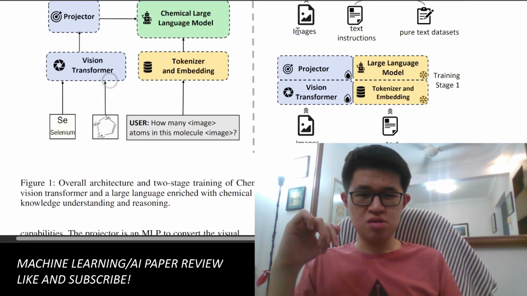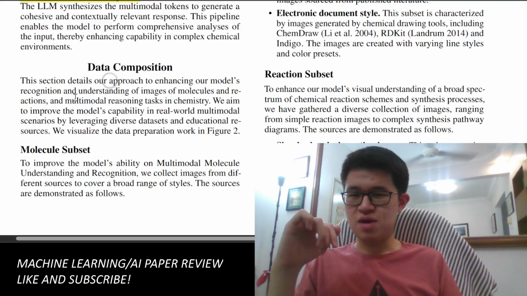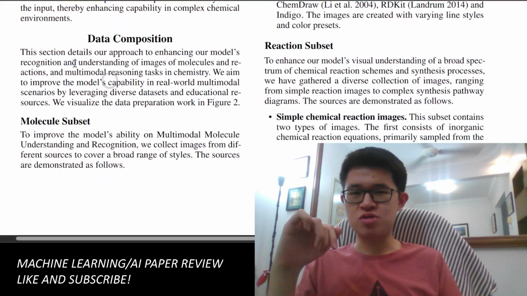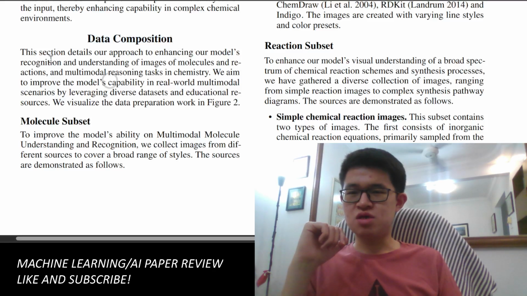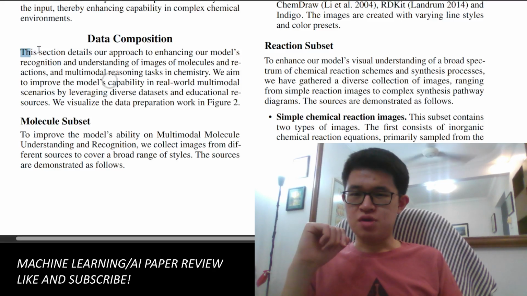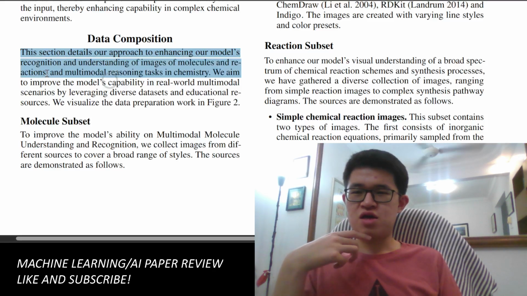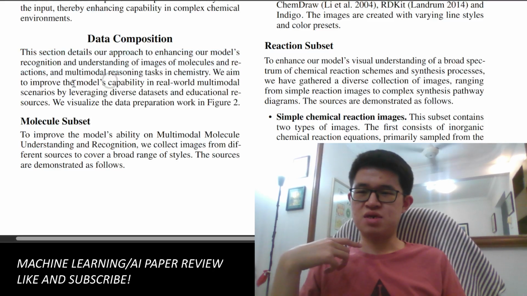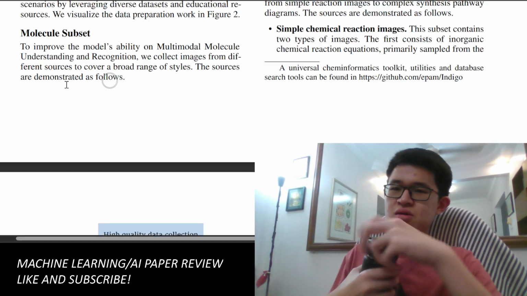Let's go back to this passage right here, because we haven't reached the training part yet. Data composition. They will be talking about how they enhance their model's recognition and understanding of images of molecules and reactions, and multimodal reasoning. Okay, just give me 1 second again.